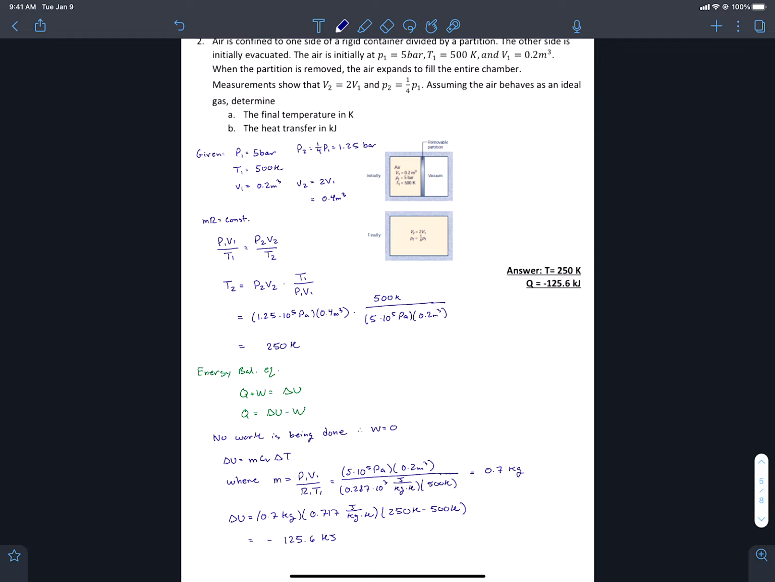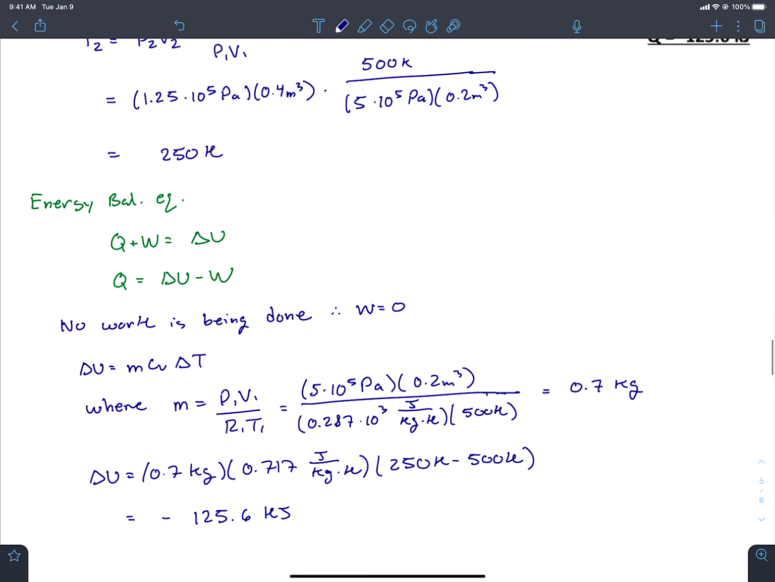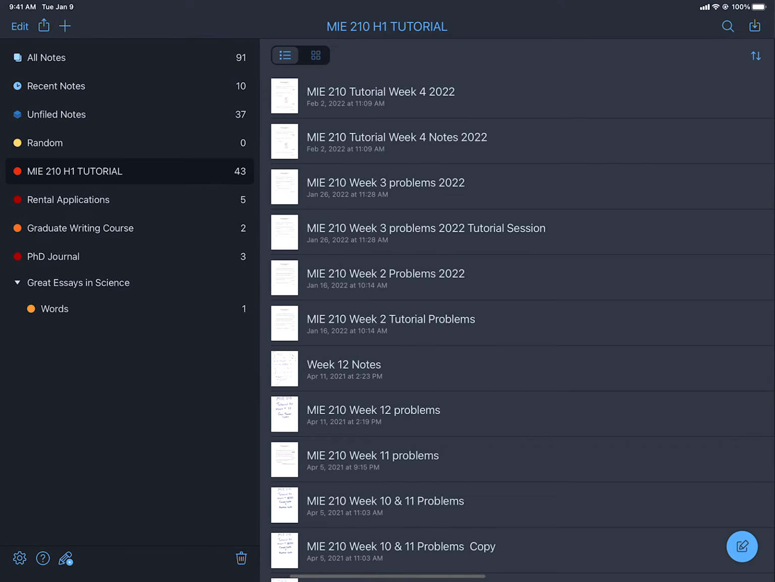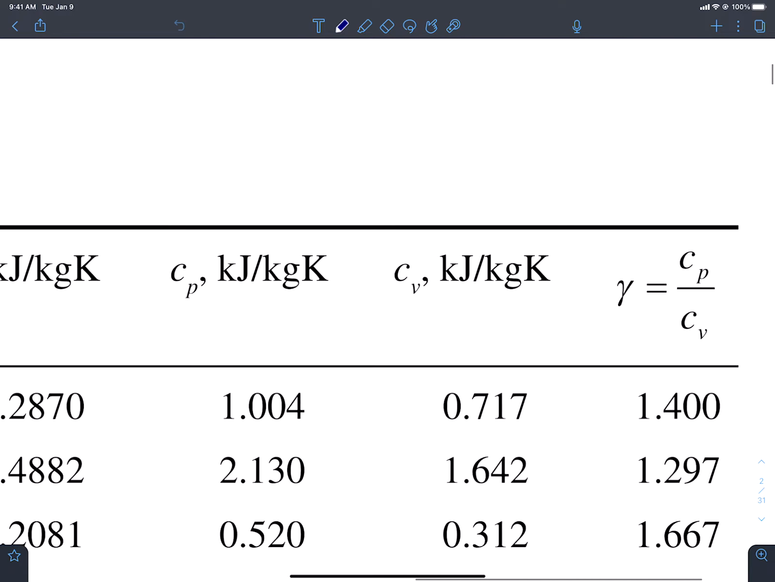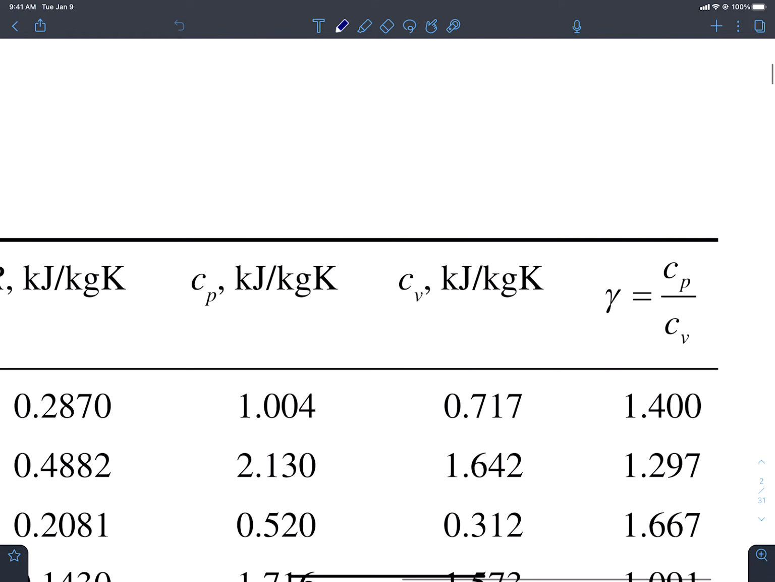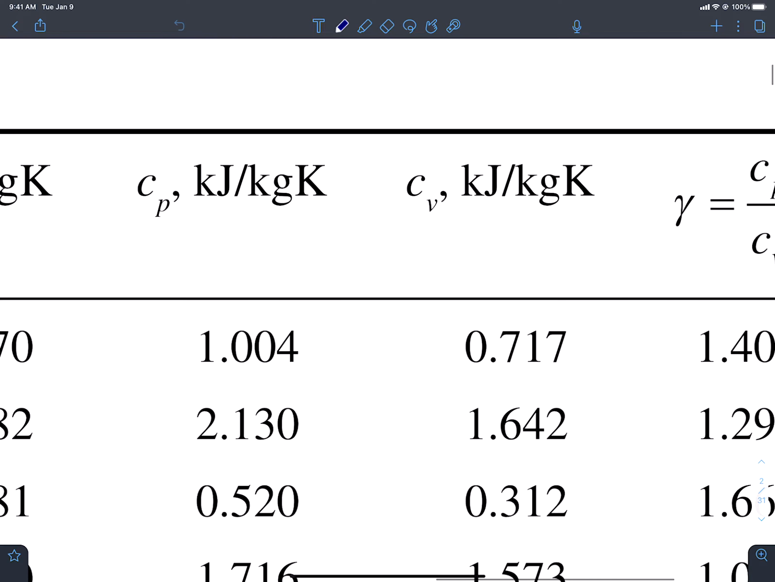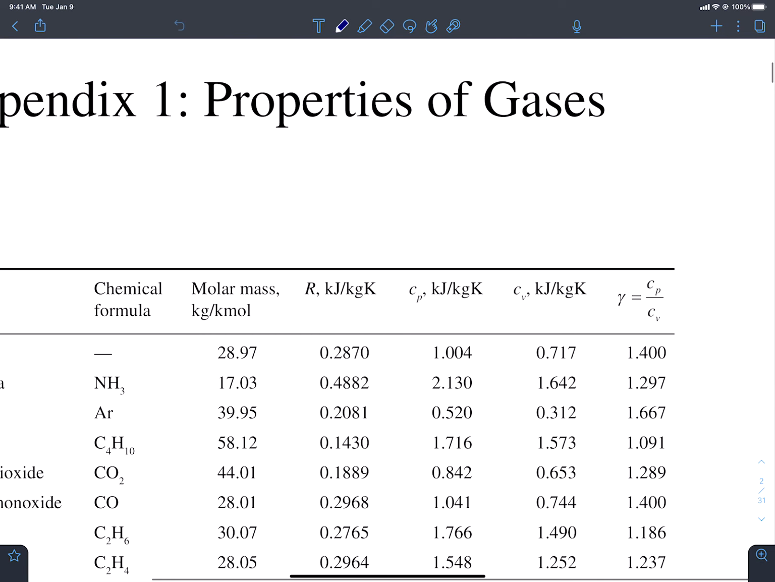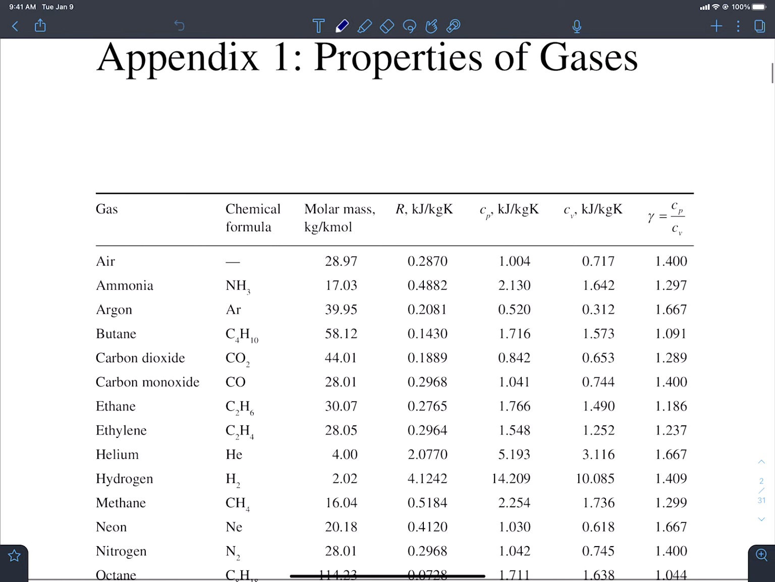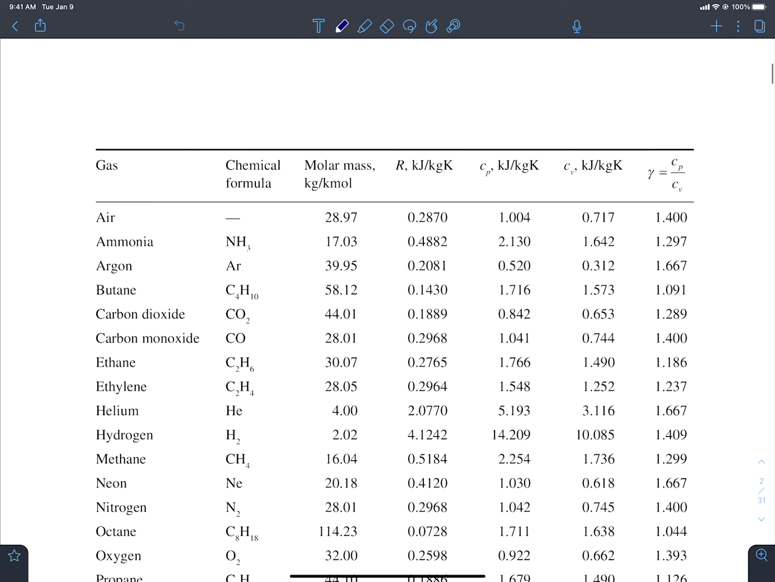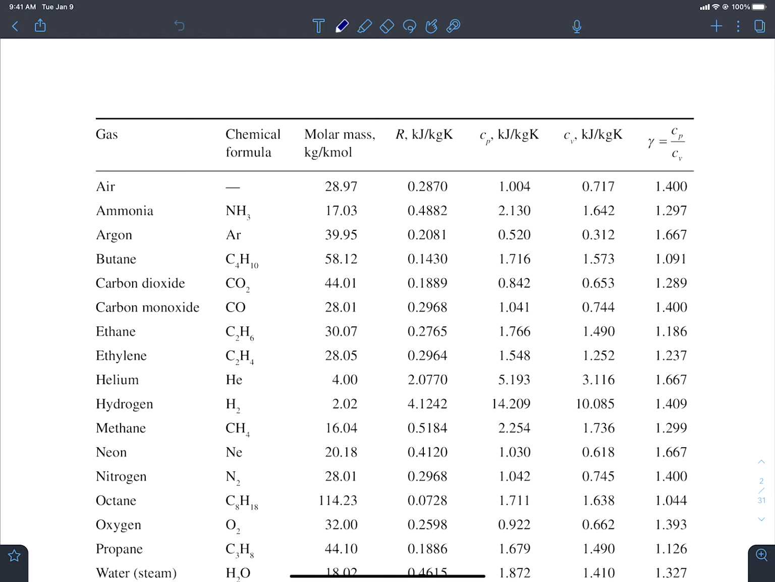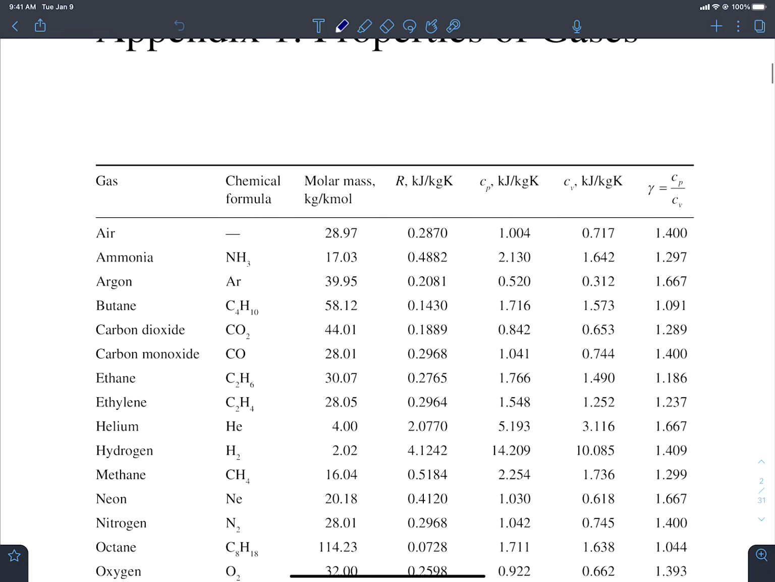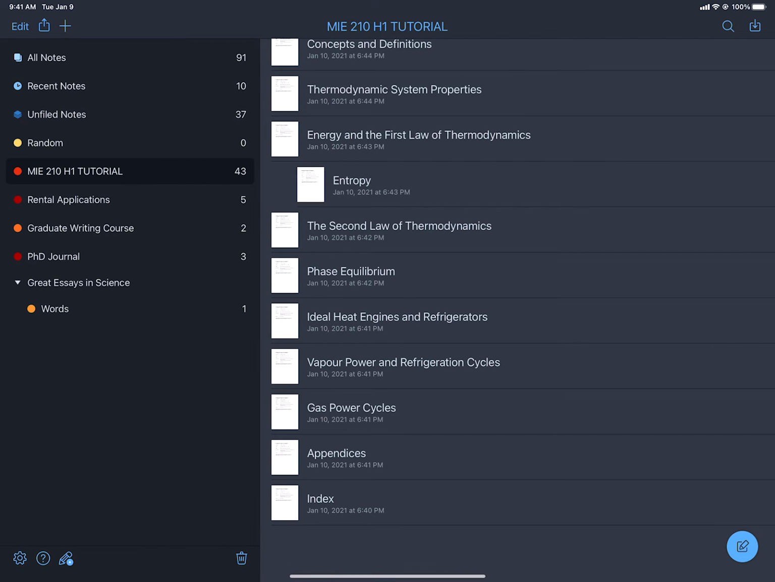What is that 0.7? That's C_V. In your textbooks, let's see where are the appendices. Okay, right here you see the C_V. That's what that is. So C_V for air is 0.717. Specific heat for gas? Showing the units of C_V being kilojoules instead of joules. Potentially, let me see.